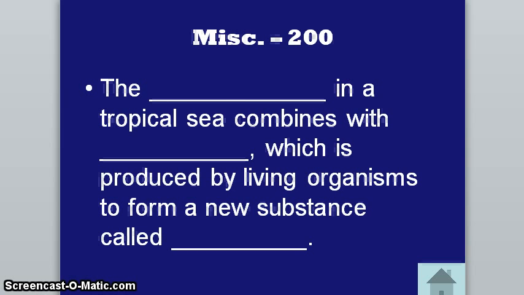The blank in a tropical sea combines with blank, which is produced by living organisms, to form a new substance called, and that's going to be calcium carbonate. So that's going to be calcite, or calcium, combining with carbon dioxide produced by the living organisms to form calcium carbonate.